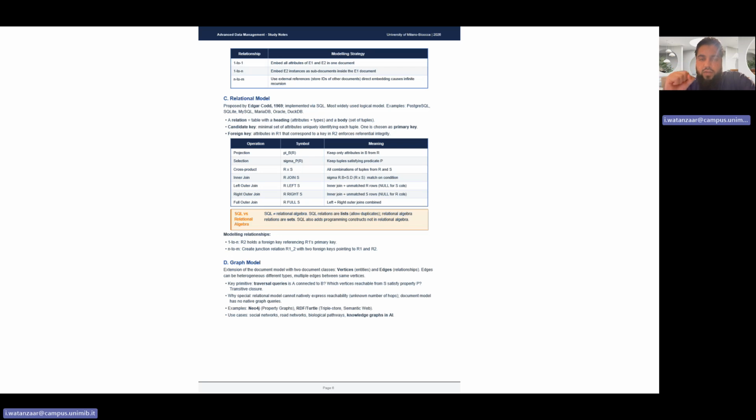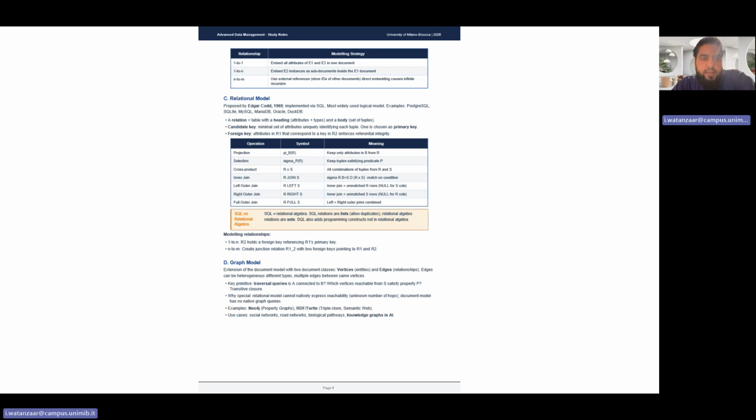So this is embedding. We are encapsulating in one-to-one. In one-to-many, we embed the entity two instances as a subdocument inside the entity one document. What is the difference from one-to-one? In a one-to-one, we are putting both entity one and entity two in a single document. But here, the entity two instances are subdocuments inside the entity one document. So it's called one-to-many. We have put the entity two instances in the subdocument of the entity one document.